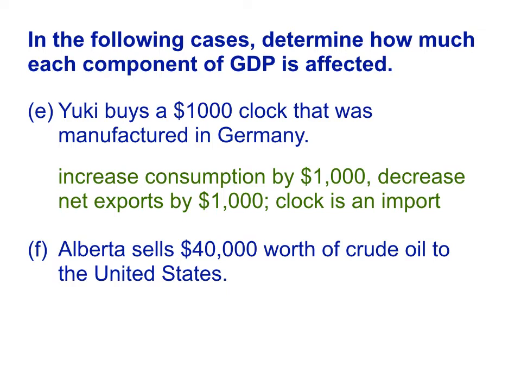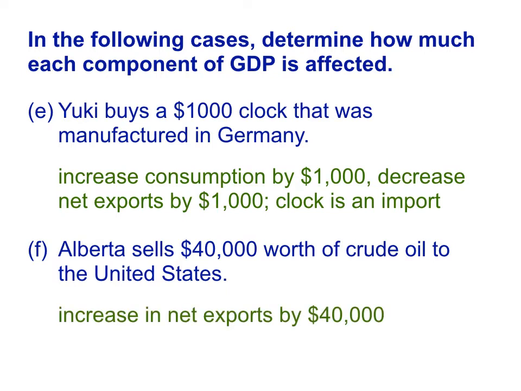What if Alberta sells $40,000 worth of crude oil to the United States? Well, in this case, Canada is just simply exporting $40,000 worth of crude oil. So we get an increase in net exports of $40,000, which means that we have an increase of GDP of $40,000.